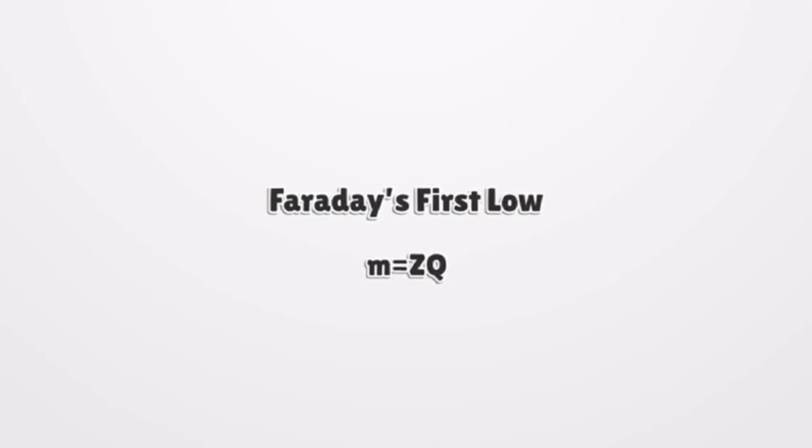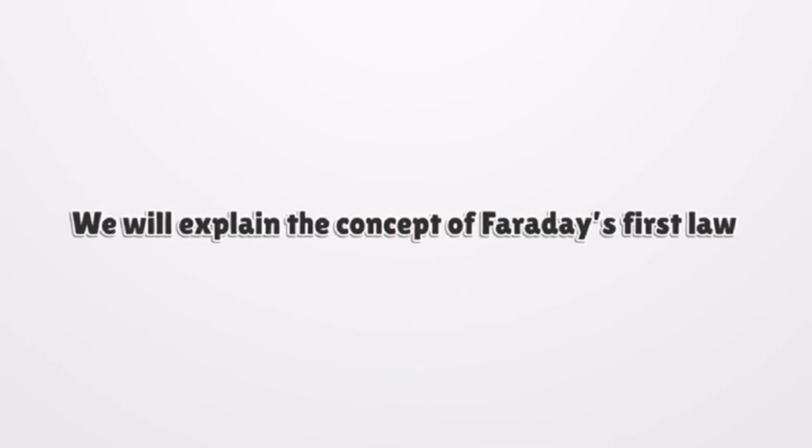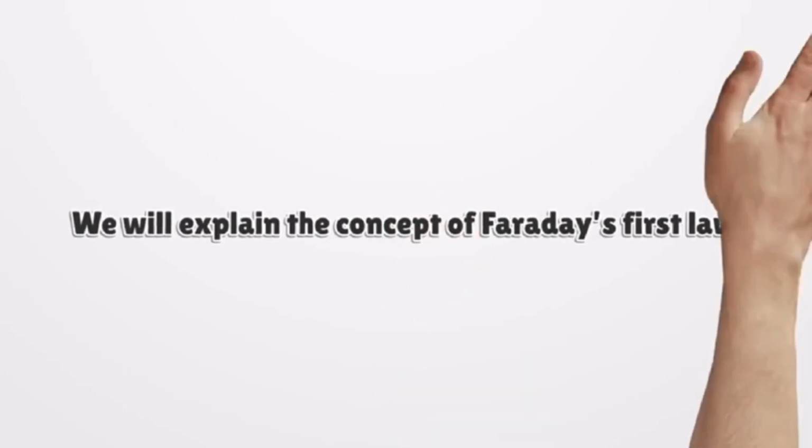Its unit is gram per coulomb. It is also called the electrochemical equivalent. Z is the mass of substance deposited at an electrode during electrolysis by passing 1 coulomb of charge. We will explain the concept of Faraday's first law.